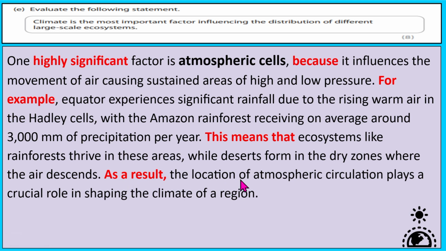As a result, the location of atmospheric circulation plays a crucial role. So again, I'm saying crucial, which means it's really important. So evaluation, a crucial role in shaping the climate of a region.